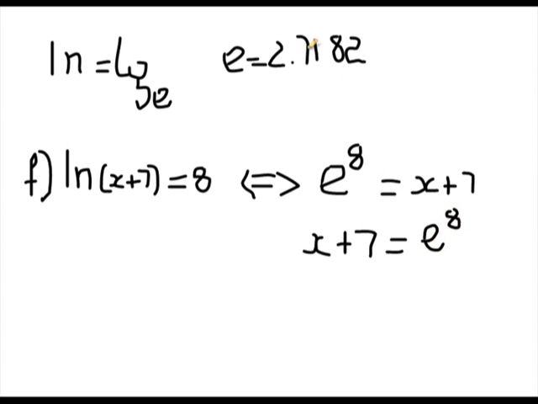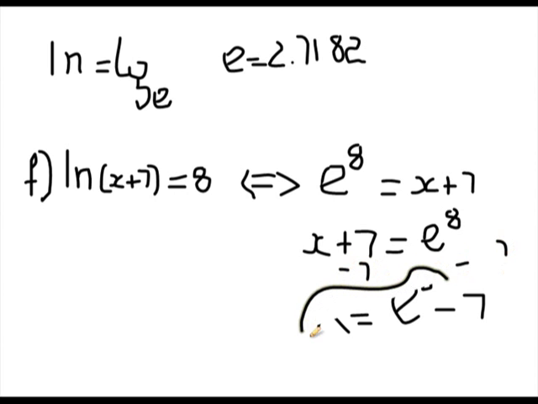Since you know e equals 2.7, you just use your calculator. You do it and you subtract 7, so x equals the final result. The final result is x equals e to the power of 8 minus 7, since if you subtract 7 on both sides you will get this one. Use your calculator. This is your final result.